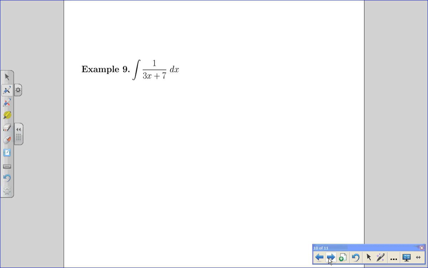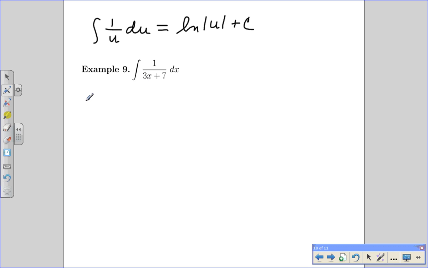This next example is always the hardest one, because the temptation here is to write it as 3x plus 7 raised to the minus 1 power. But anytime you have something raised to the minus 1 power, it's actually going to integrate as the natural log. And so what we want here is the integral of 1 over u du. Because if I integrate 1 over u du, I get the natural log of the absolute value of u plus c. Since that's what we would like, that's what we're going to make happen here.